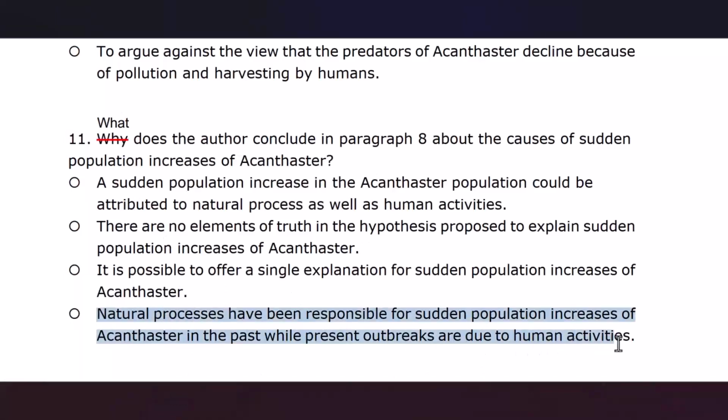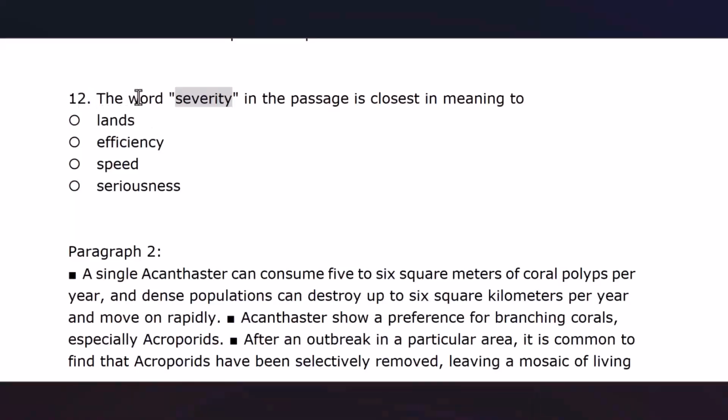Therefore, option 4 is wrong. And our candidate for the answer, option 1, is the true answer, because it actually says that the sudden increase in the population of acanthaster could be attributed to both natural processes and human activities. Question 12. The word severity in the passage is closest in meaning to land, efficiency, speed, seriousness.